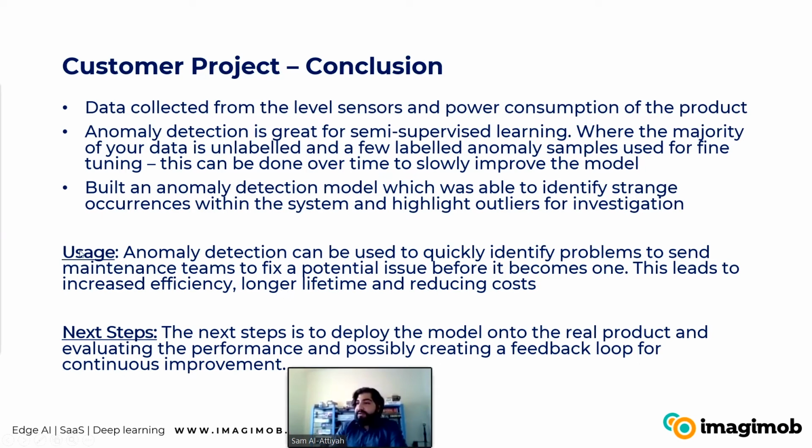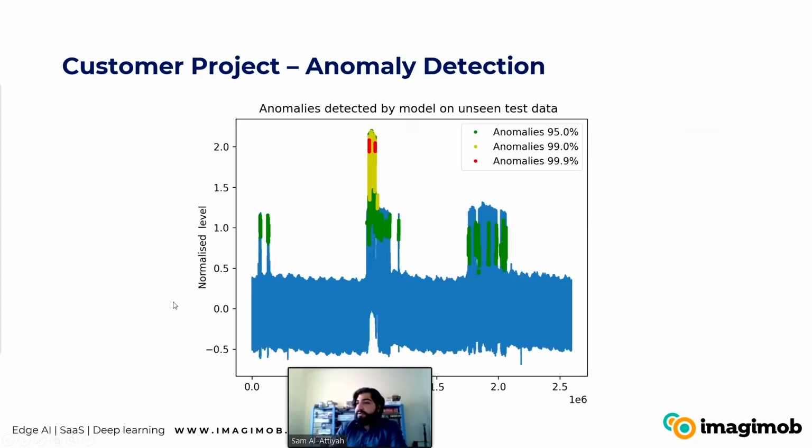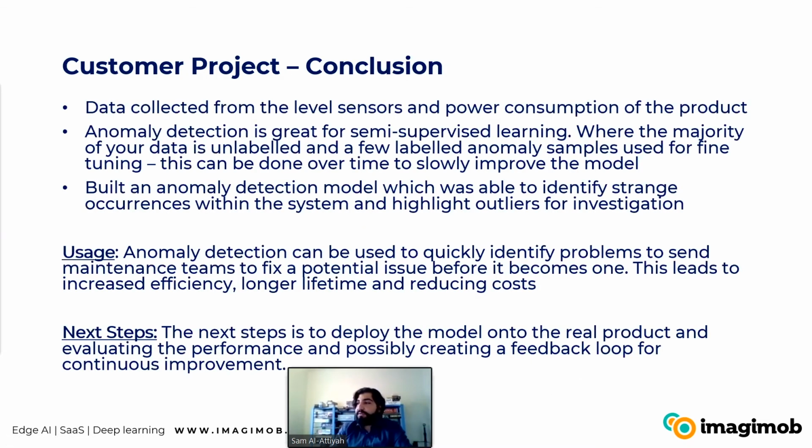So I've gone over how you can use it. You can have different levels of severity of different anomalies that you can have different reaction plans to. So the operator has more power. And this can help to identify major problems before they get severe enough to stop operations. And this can lead to increased efficiency, longer lifetime, and reducing costs.